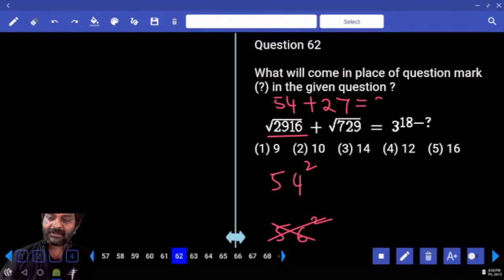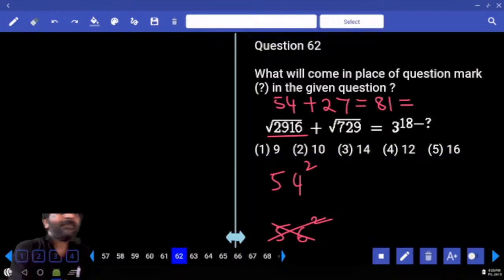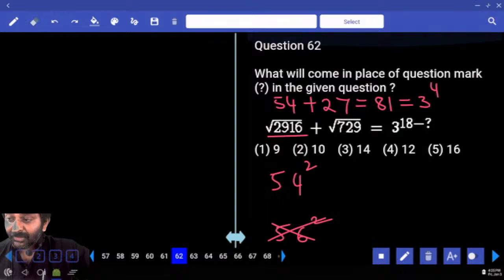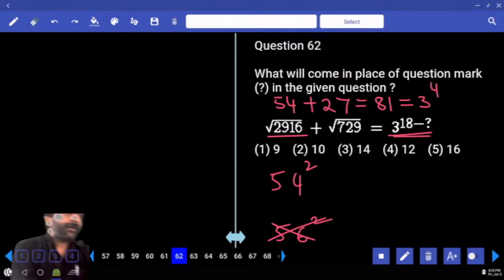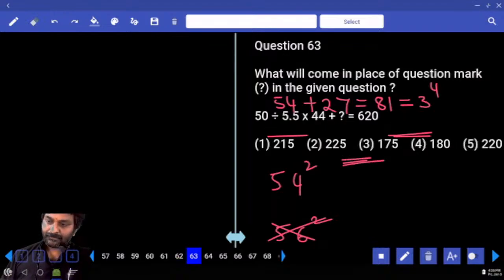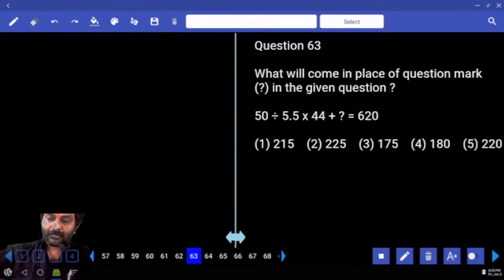27 is equal to 81, which can be written as 9 square or 3 to the power of 3 power 4, is equal to 3 power 18 minus which number? 14. Third option, final answer. Okay?